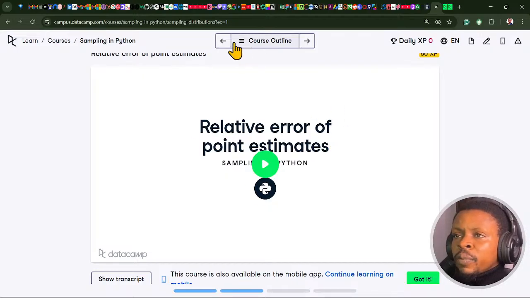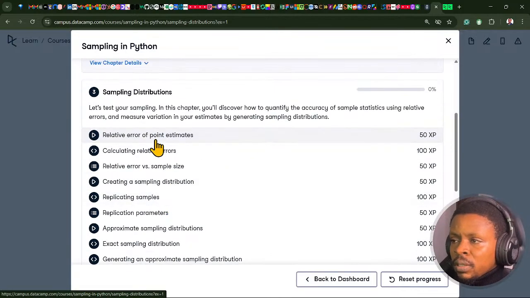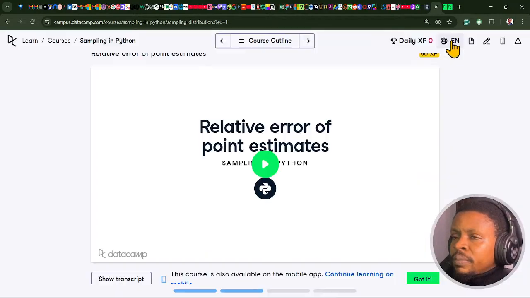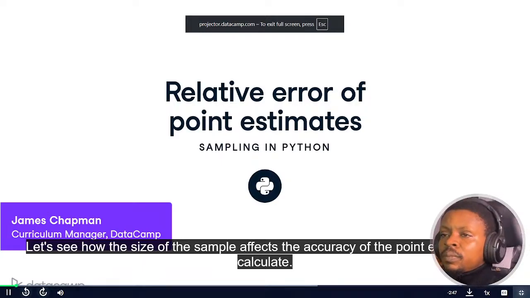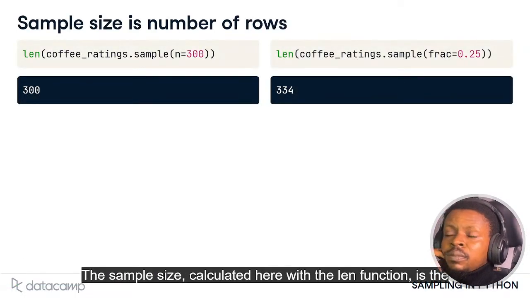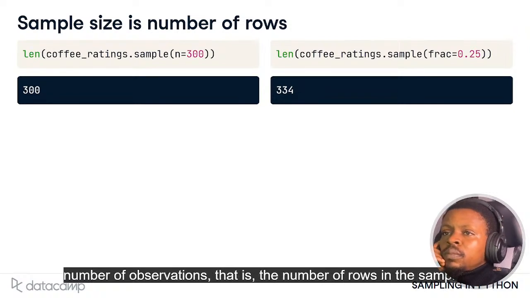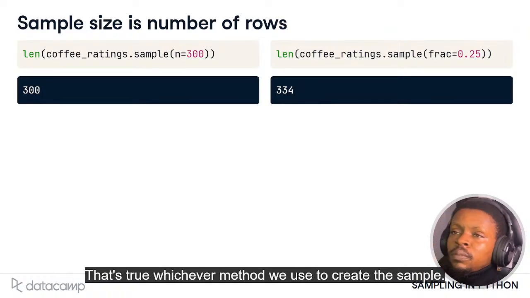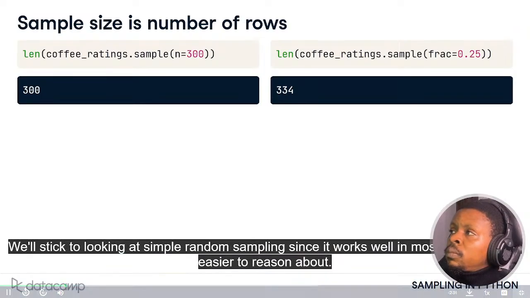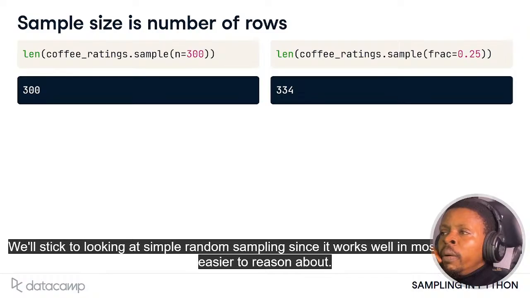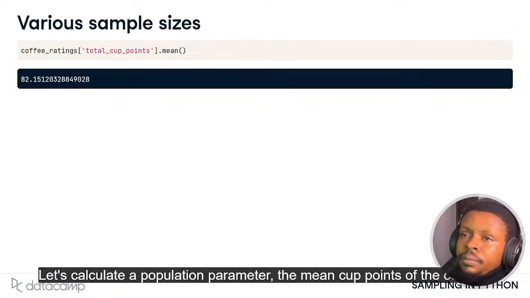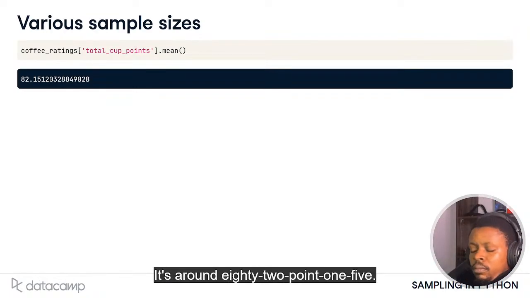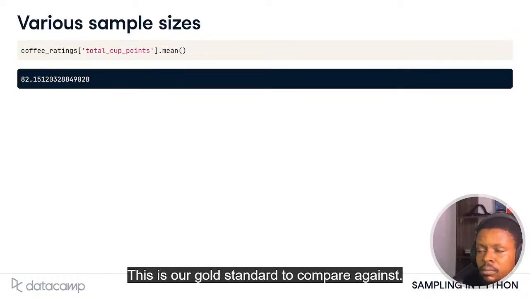So relative errors of point estimates. This is what we need to cover in this lesson within the next 1 hour. Let's see how the size of the sample affects the accuracy of the point estimates we calculate. The sample size, calculated here with the len function, is the number of observations, that is, the number of rows in the sample. That's true whichever method we use to create the sample. We'll stick to looking at simple random sampling, since it works well in most cases and it's easier to reason about. Let's calculate a population parameter, the mean cup points of the coffees. It's around 82.15. This is our gold standard to compare against.